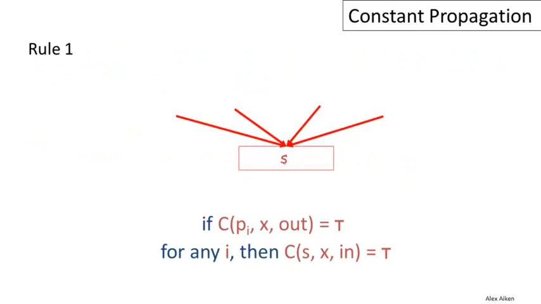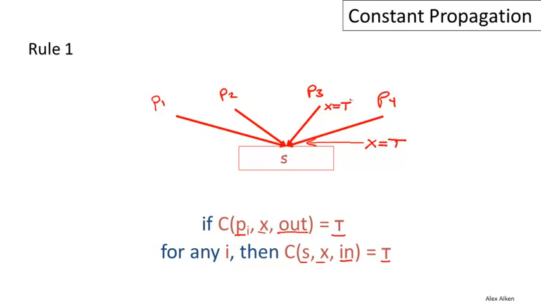Let's do our first rule. So we have a statement S, and it has some set of predecessor statements, P1, P2, P3, P4. And the situation that we're interested in here is let's assume that x is top at the program point after one of these predecessors. So after some predecessor, doesn't matter which one, if it happens that x is top at the program point after that predecessor, well, then x has to be top before the execution of S. So that's what this rule says. It says if the out of any predecessor for x is top, then the in of S for x is also top.